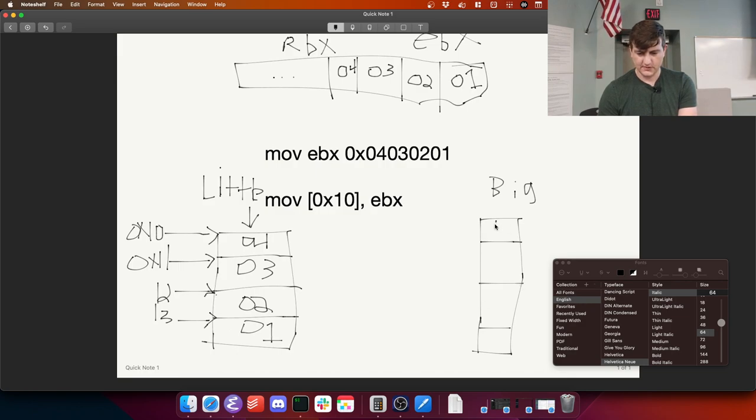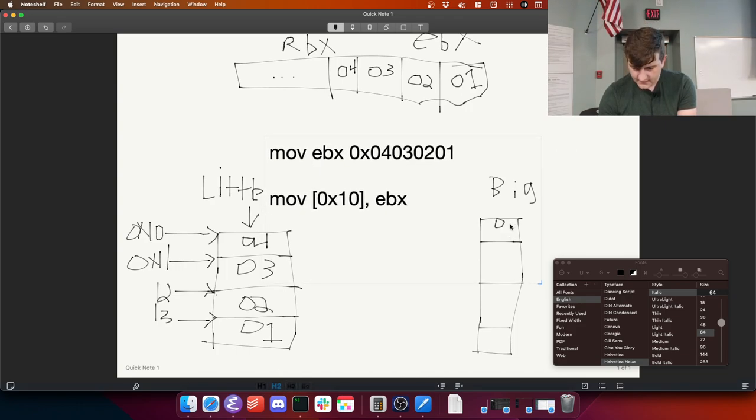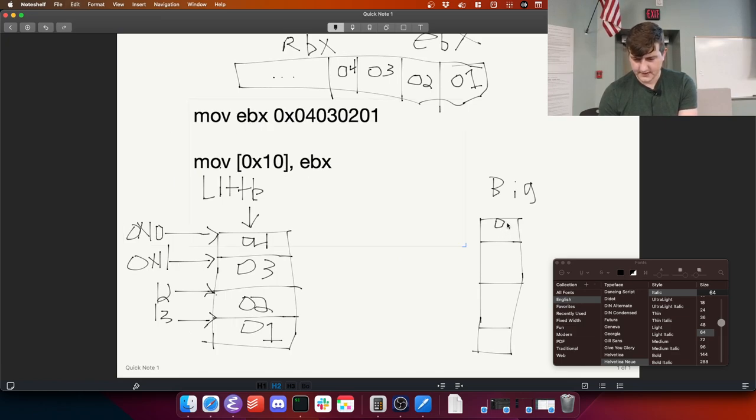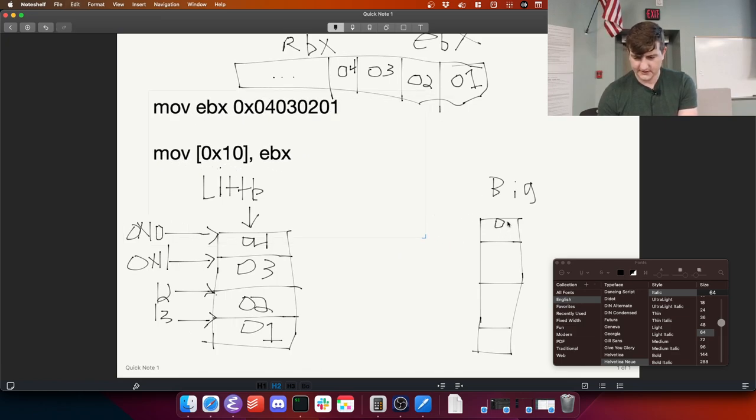Something like this would be 01. What's going on? This is ruining my masterpiece. Okay. 01, 02, 03, and 04.